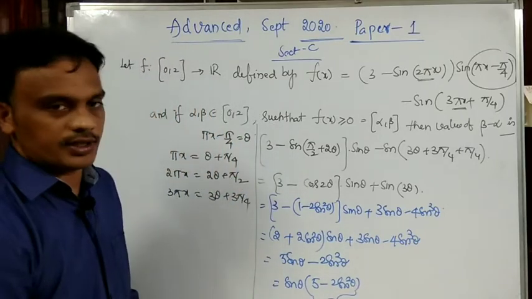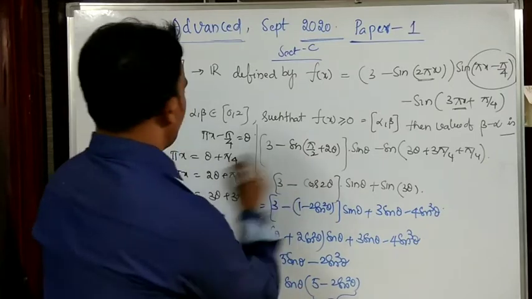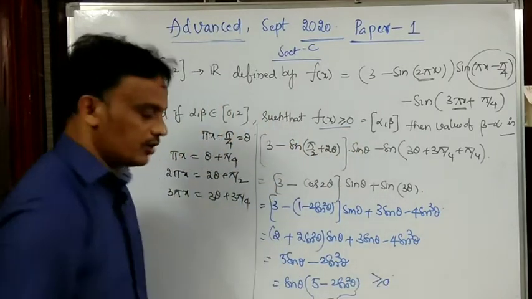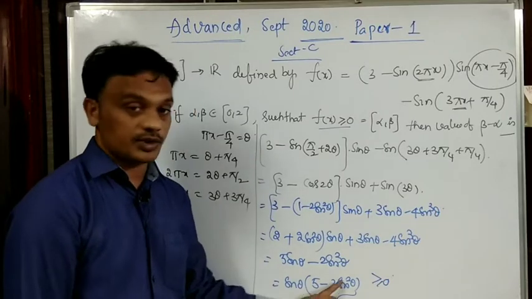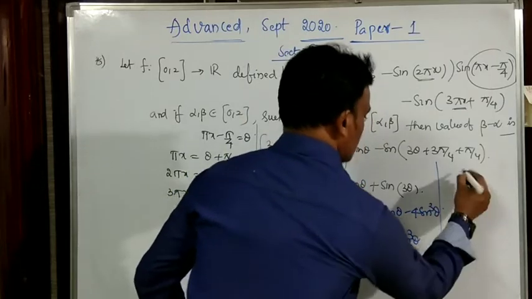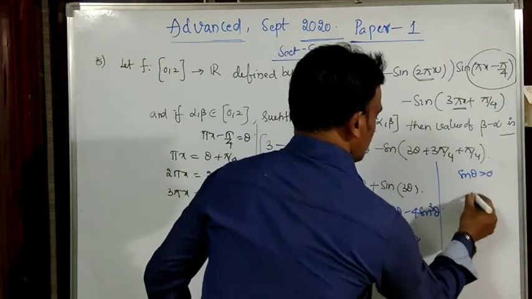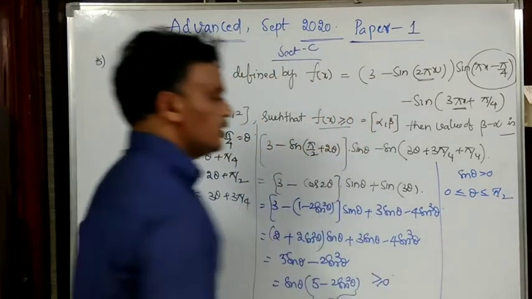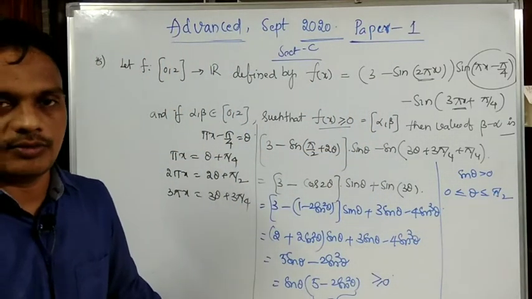5 minus 2 sine square theta is positive. Here, what condition? f of x is greater than or equal to 0. This is greater than or equal to 0, so this is already positive. 5 minus 2 sine square theta is positive. Obviously, sine theta is also positive. So sine theta is greater than 0, where theta belongs to 0 to pi by 2.